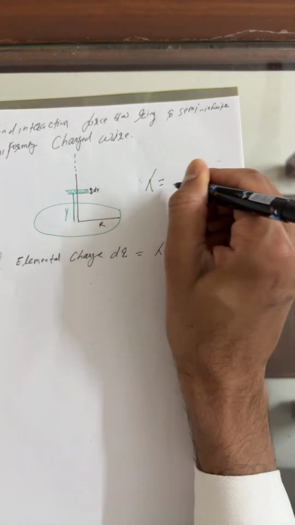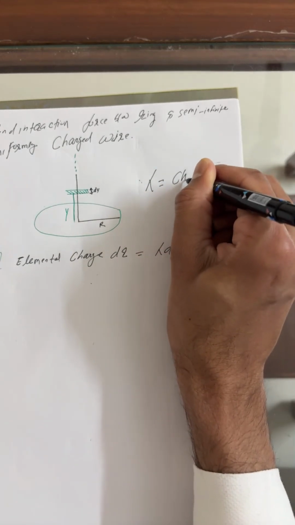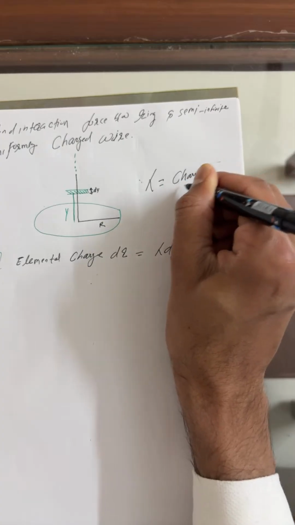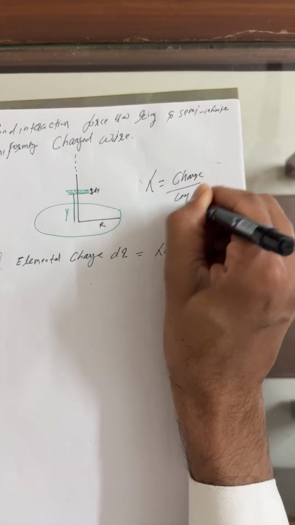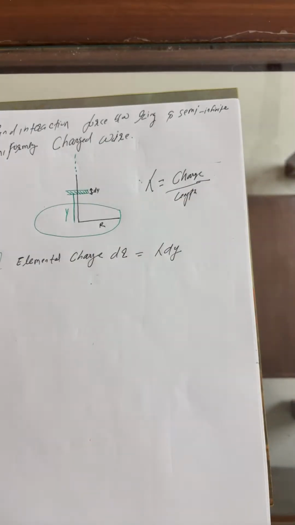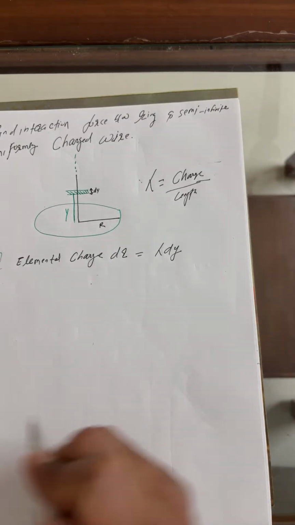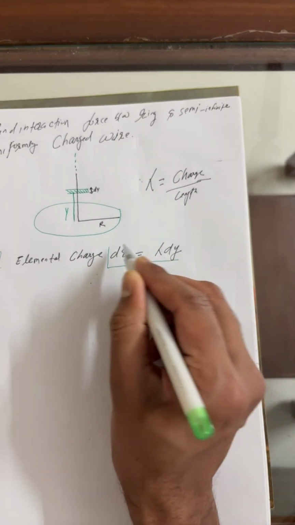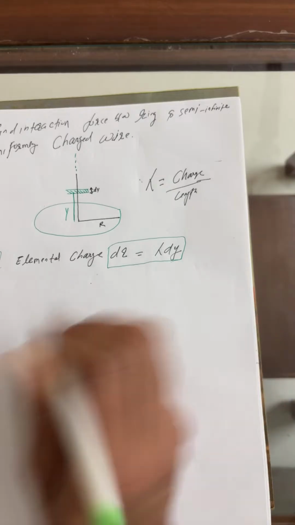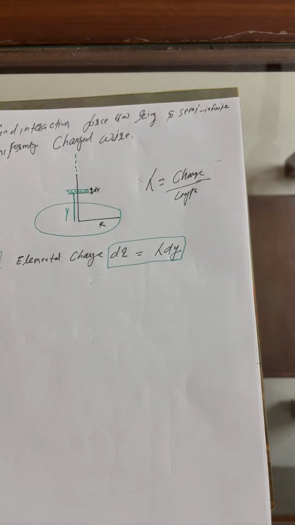Otherwise, lambda is what? This is the charge per unit length. Lambda is what you can say, charge per unit length. So dq, what can you write? dq is equal to lambda into dy. dq is equal to lambda into dy.